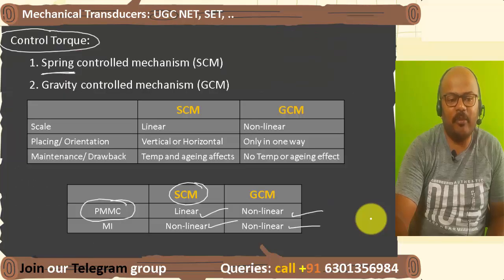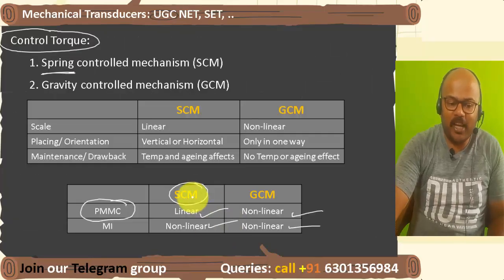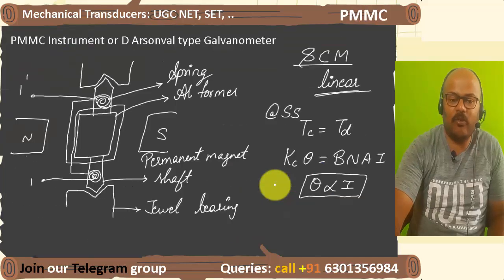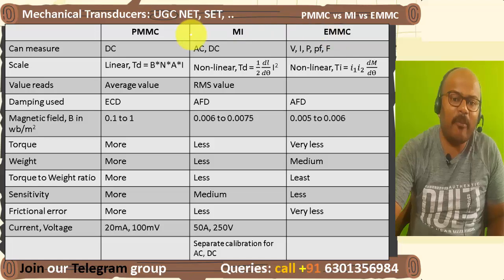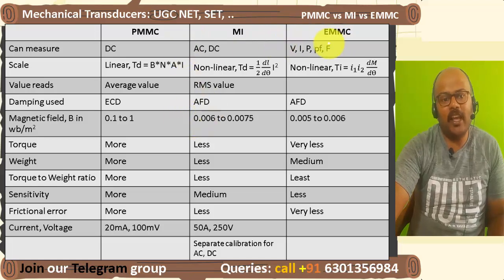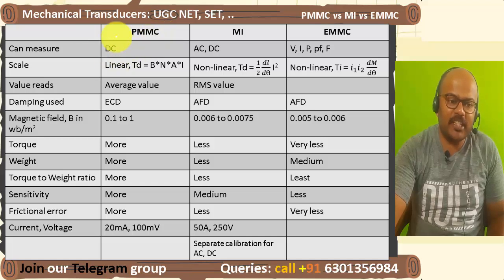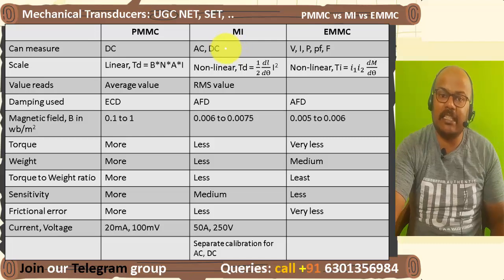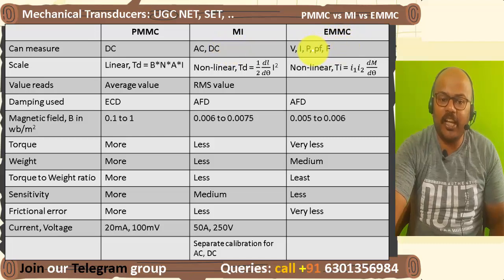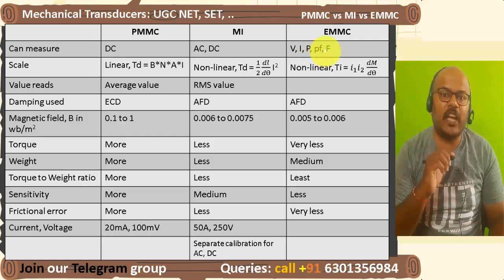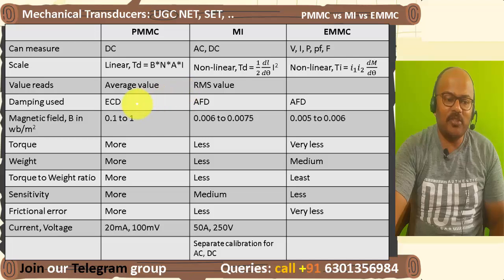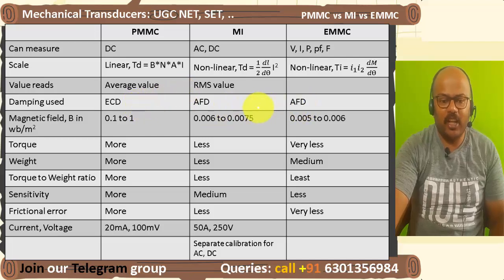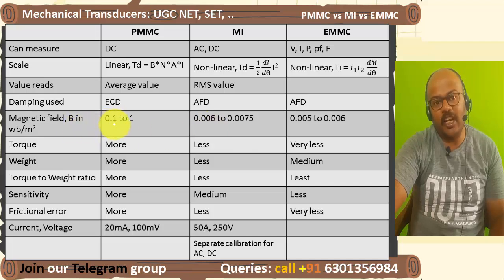Now, initially before starting with spring control, before starting with PMMC and MI, we have discussed what the nature of scale is, whether it is linear or non-linear. We have tried to emphasize on it. Here I have made a comparison with respect to PMMC, MI and EMMC. In the case of PMMC, it can measure only the DC quantity, but in the case of MI, both AC measurements and DC measurements can be done. But in the case of EMMC, voltage, current, power factor, frequency measurements also can be included. The scale here is a linear scale, but in the rest of the two cases, non-linear scale. Damping is eddy current damping, air friction damping. Talk about the magnetic field that is being produced in terms of Weber per meter square.